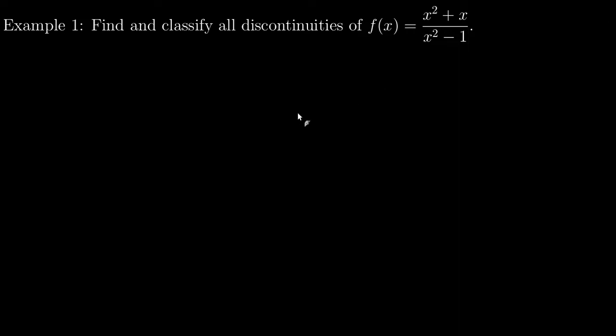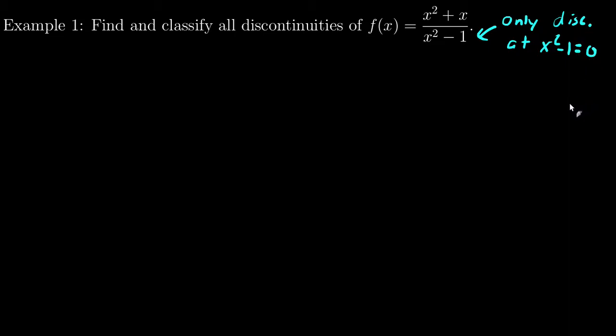A common question might be to find and classify all discontinuities of a function. Now, if I have a rational function and I don't have a graph of it, I can just do some work on this and see what happens. And for polynomials, they're continuous everywhere. For rational functions, the only thing that can go wrong is if the denominator is equal to 0. So only discontinuities at x squared minus 1 equals 0.